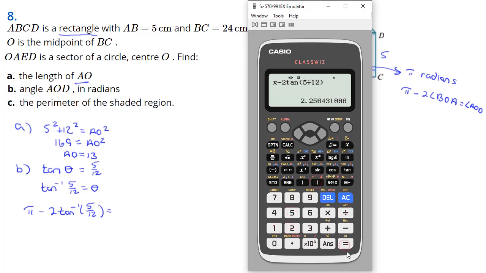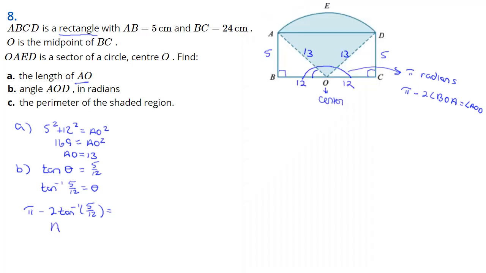And see, by doing this, I can avoid writing numbers down and having to round. Anyway, I get that AOD is 2.3520, go 4 digits at least. And then for part C, they want to know the perimeter. Well, that's clearly going to be AO plus OD plus the arc AD.